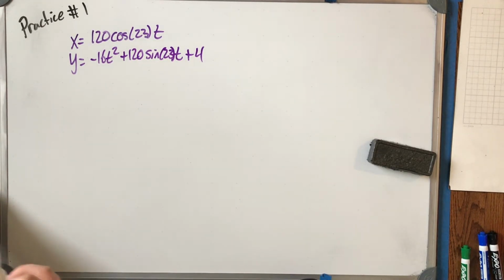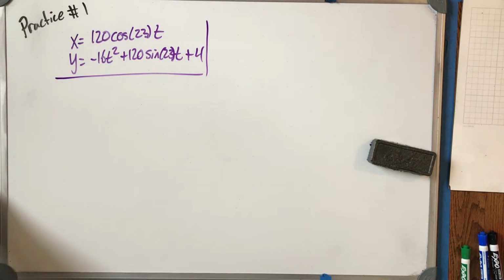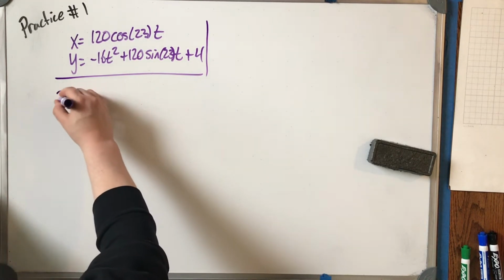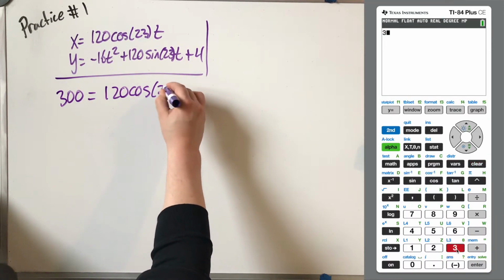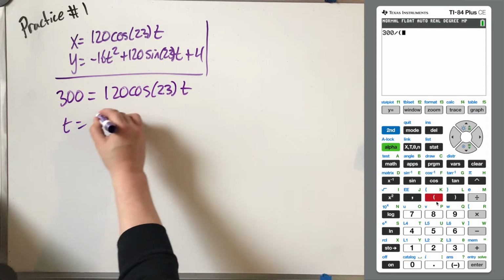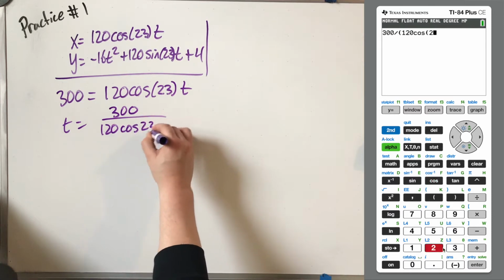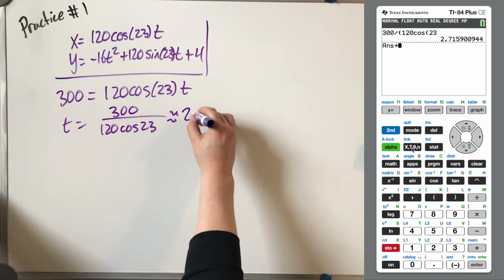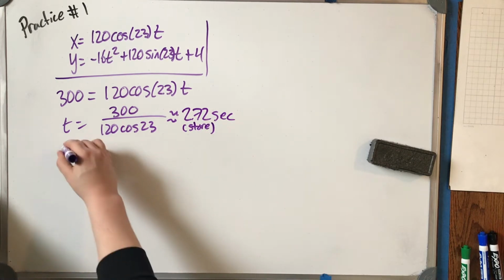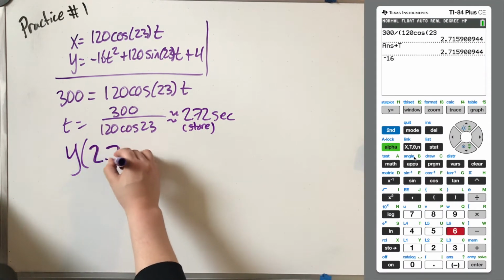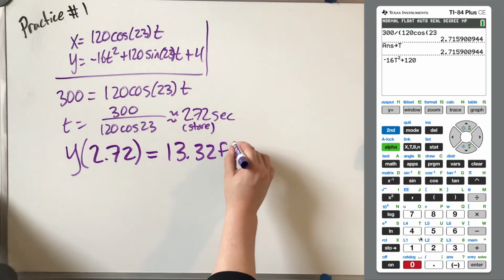when it was hit. And what we want to know is, will this clear something that is 300 feet away? So I'm going to set x equal to 300 and solve for t. So when I do that, I will get t equals 300 over 120 cosine 23, which is approximately 2.72 seconds. I'm going to store that in my fancy calculator, and then I will plug that into the y equation to see what it is at this time, and I got 13.32 feet.